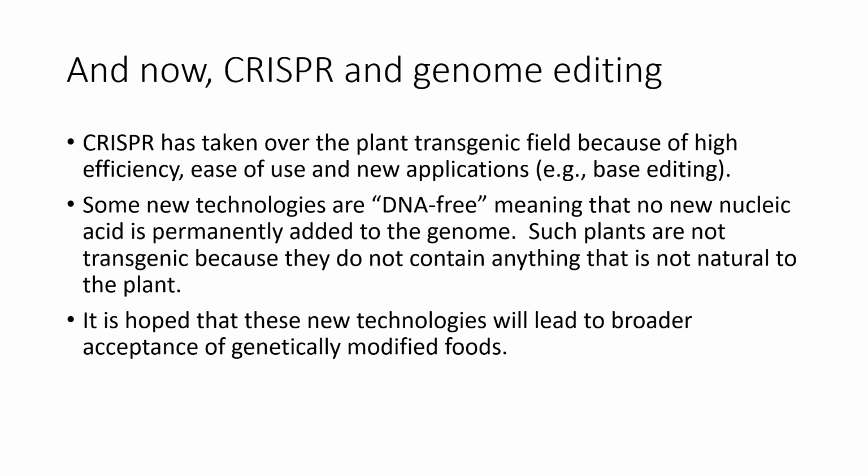Okay, so now we've moved on to CRISPR and genome editing, and some of these approaches are really, really encouraging, in that CRISPR has really taken over the plant transgenic field because it's very efficient, easy to use, etc. And there are newer applications which are very specific, such as base editing. Moreover, some of the new technologies, which I love, are DNA-free, meaning that there's no new nucleic acid permanently added to the genome. So these are not transgenic. They have been manipulated by DNA methods, but they're not actually transgenic. So it is hoped that these new technologies will lead to broader acceptance of genetically modified foods, which has been, of course, a problem all along.